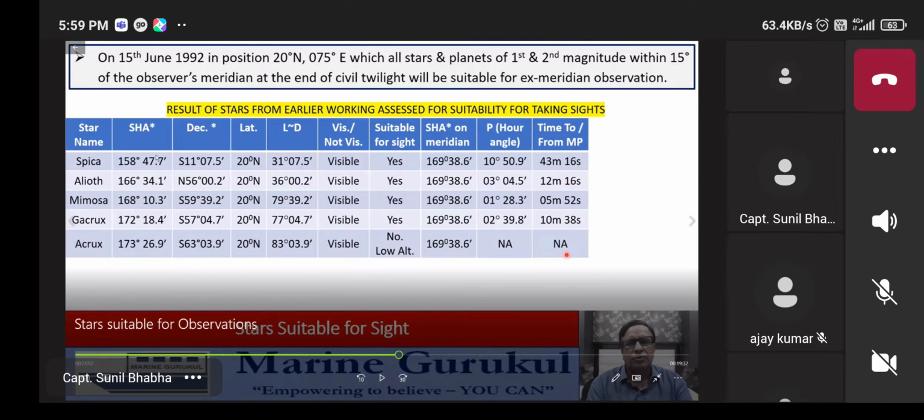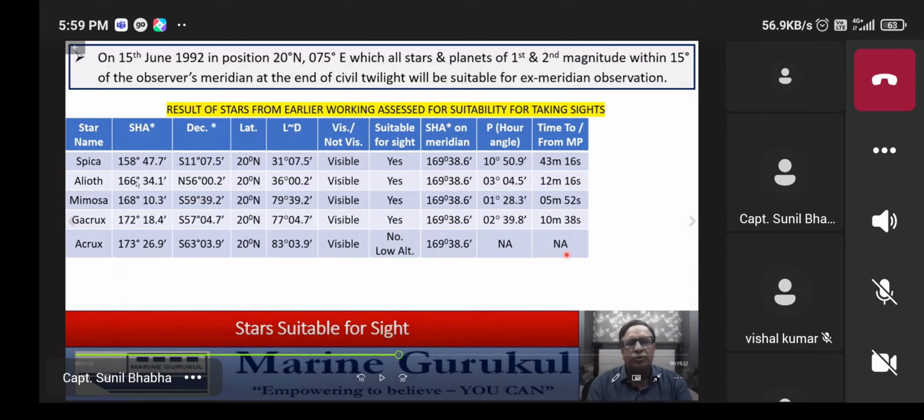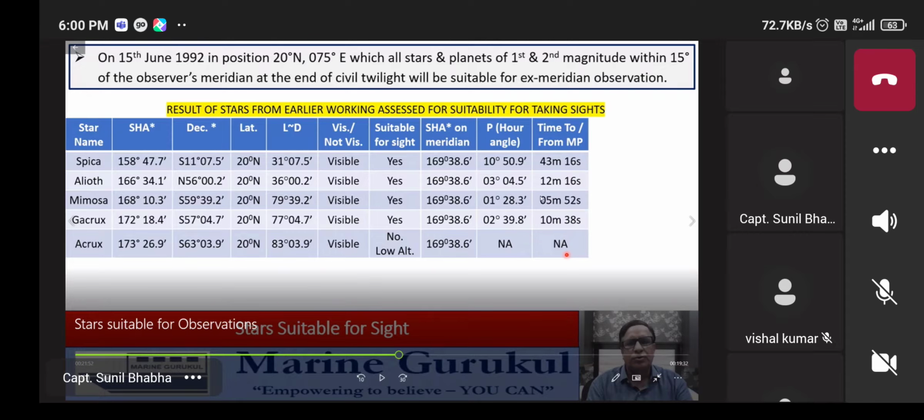That is right, beta. I'll tell you. For Spica, Elliot and Mimosa, this is the time to meridian passage because these stars have not yet come on our meridian. They will be coming on our meridian in this time. Gekrux has already crossed our meridian, beta. Because our meridian was 169, Gekrux is already on 172. So after Gekrux has crossed the meridian, 10 minutes 38 seconds have passed.